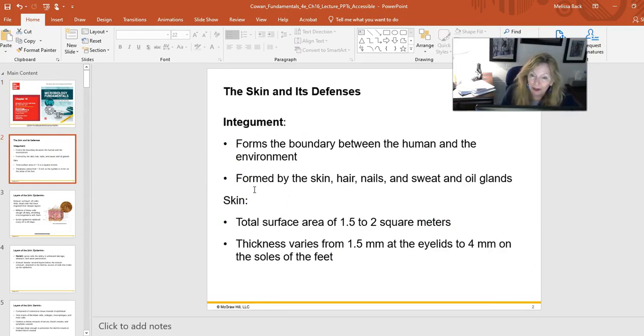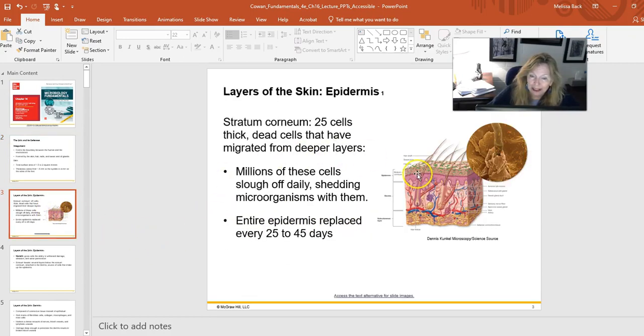We know it's our first line of defense against microorganisms that have the potential to cause pathogenic diseases for us. We know the skin has lots of built-in natural defenses, including multiple layers in the epidermis that are protective, and millions of cells that slough off each day and are replaced.